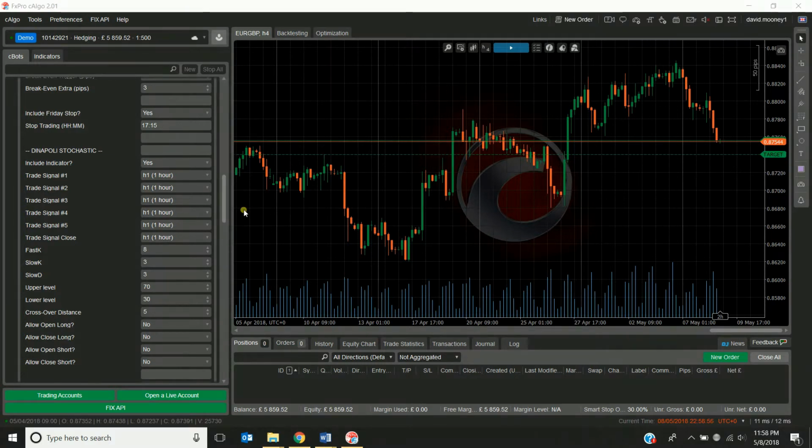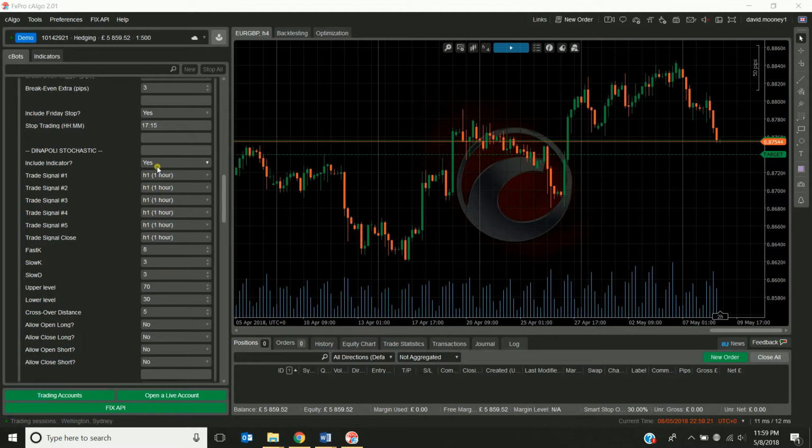The DiNapoli stochastic indicator is used to determine where a trend is nearing exhaustion and looks to enter a trade in the opposite direction to the exhausting trend. So to include the indicator on your instance or pair, simply set the include indicator parameter to yes, as I've done here.